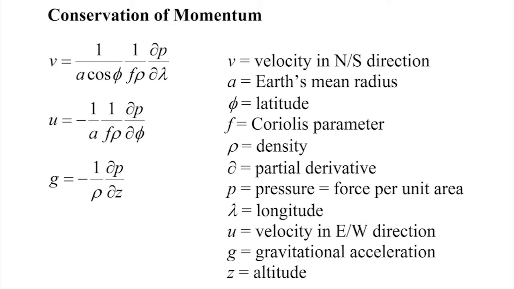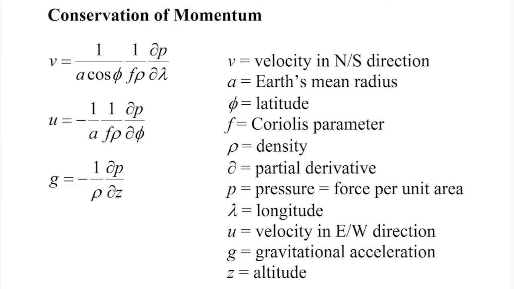a north-south direction tangent to Earth, a equals Earth's mean radius, theta equals latitude, f equals the Coriolis parameter, rho equals density, inverted E equals the partial derivative, P equals pressure or force per unit area, lambda equals longitude, U equals the velocity in an east-west direction tangent to Earth, G equals gravitational acceleration, and Z equals altitude.